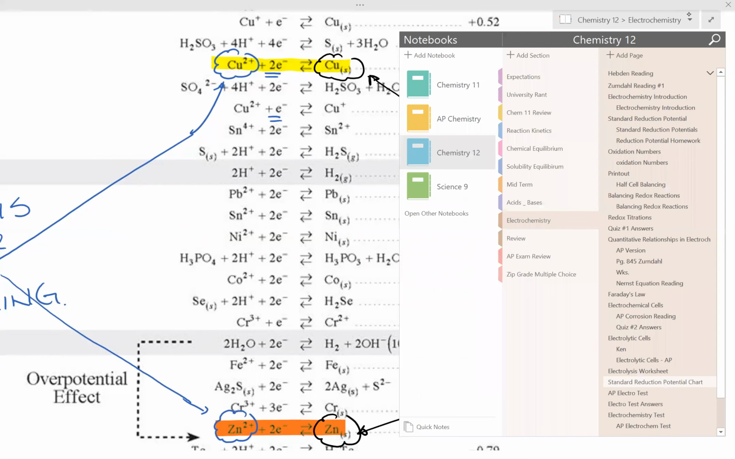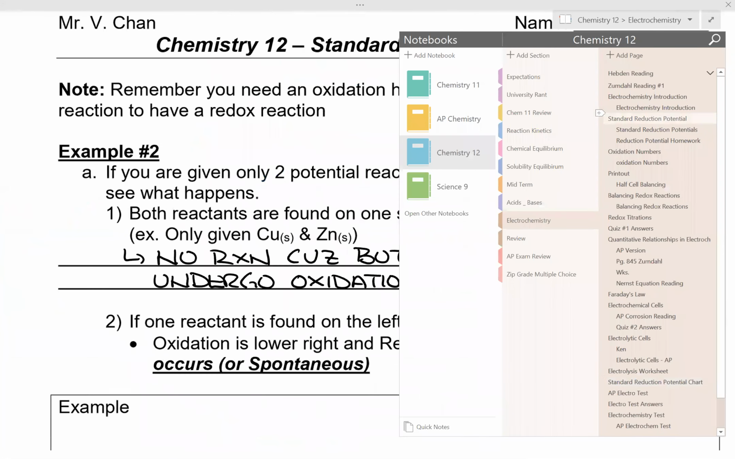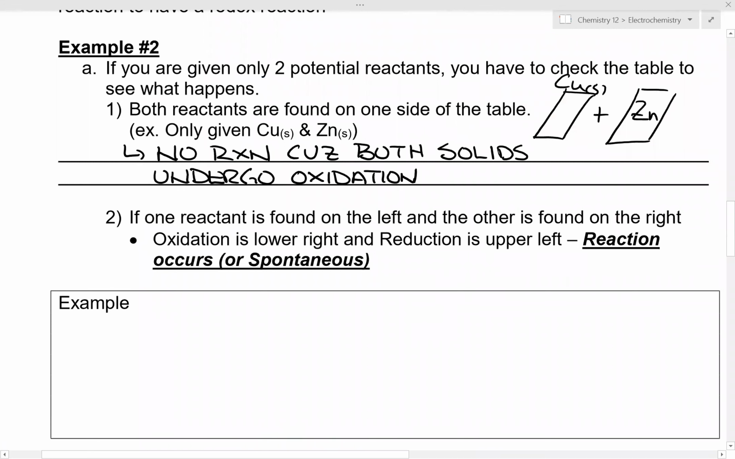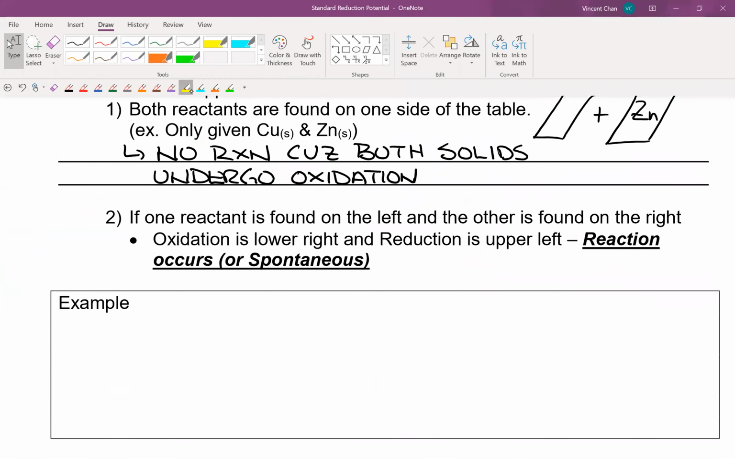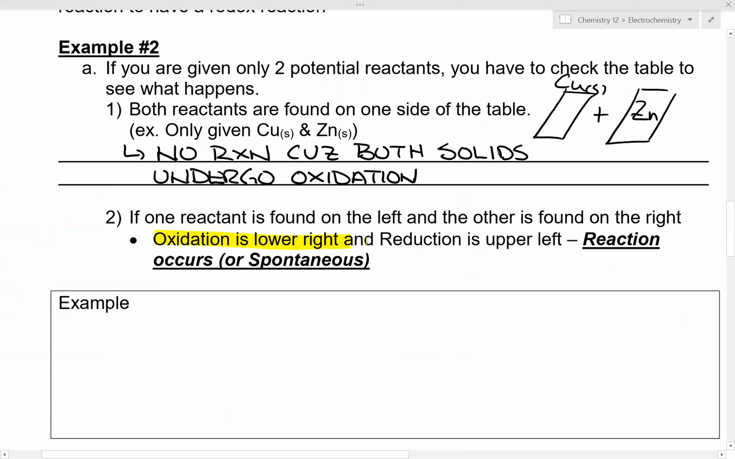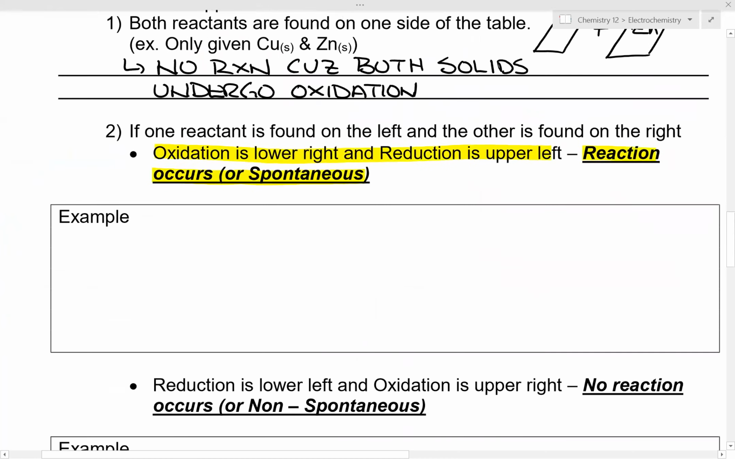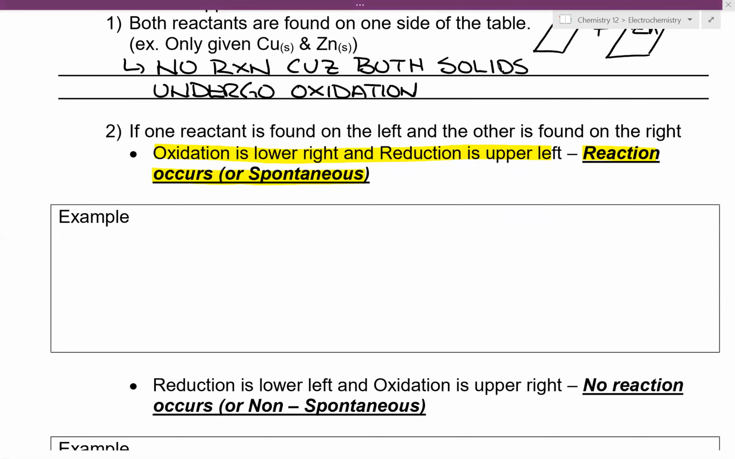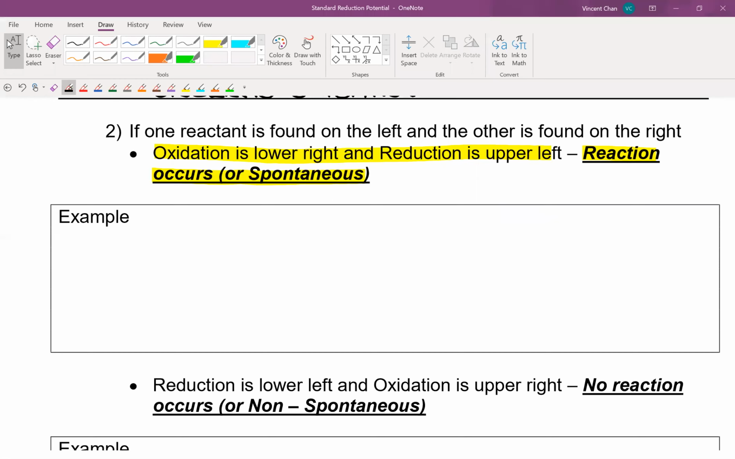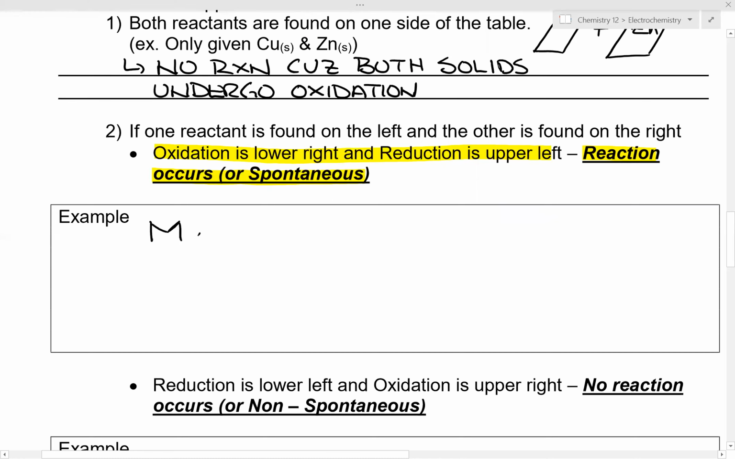Okay. Now, if one reactant is found on the left and the other is found on the right, it depends on location. If oxidation is lower right and reduction is upper left, the reaction is considered spontaneous or the reaction occurs. Now, what do I mean by this? Well, let me give you a classic example here. So let's say we had Mg solid and HCl. Okay.